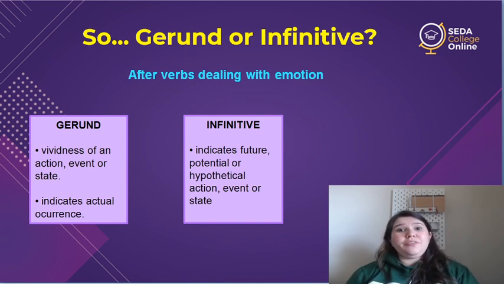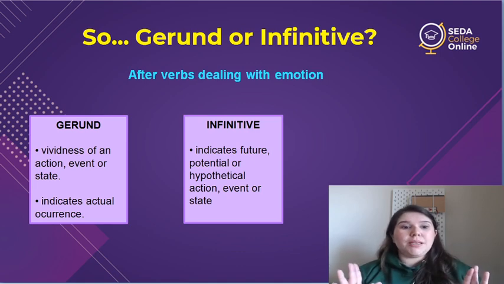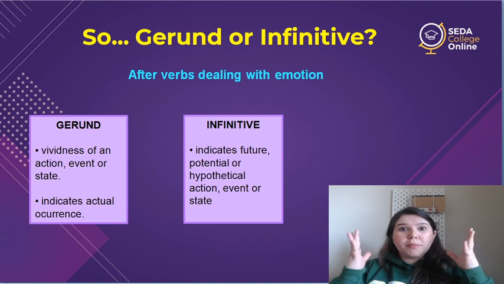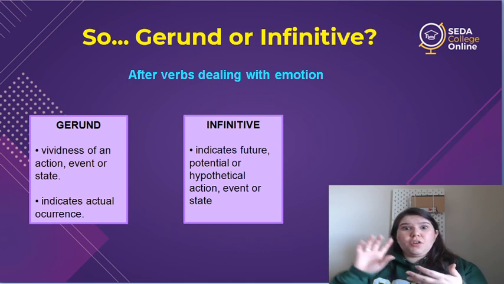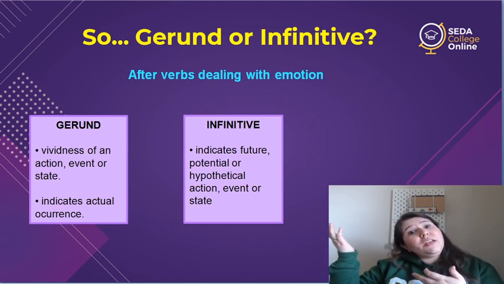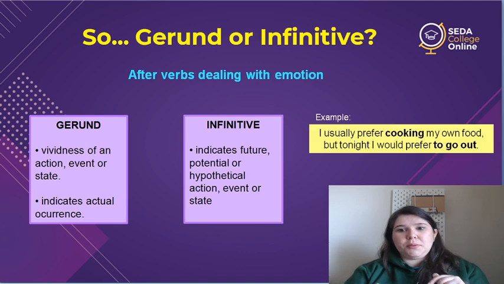When we use the infinitive after an emotion verb like love, it indicates future, potential, or hypothetical action, event, or state. So let's see. When I talk about the gerund, it means I have a vivid memory of what happened. It actually occurred. Yes? And the infinitive form is talking mostly about the future, about possibility. So let's see an example.